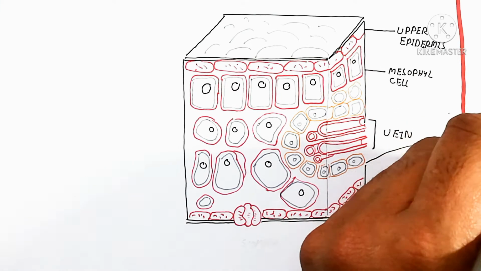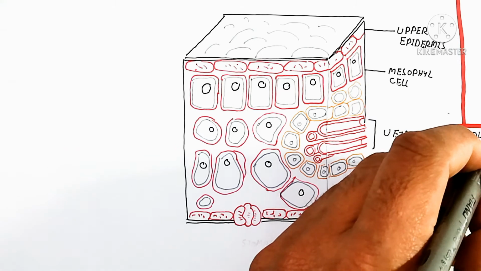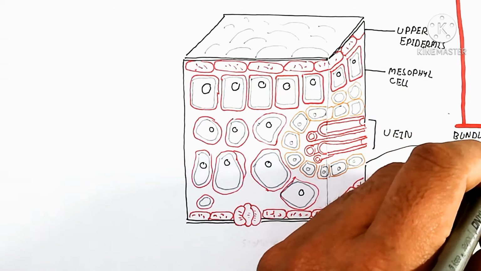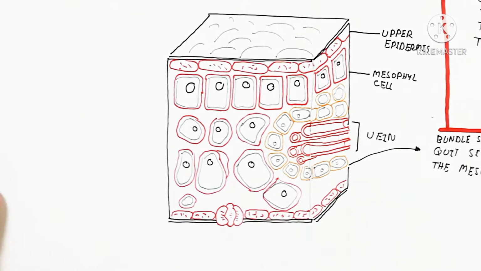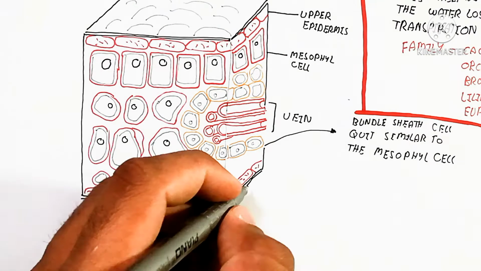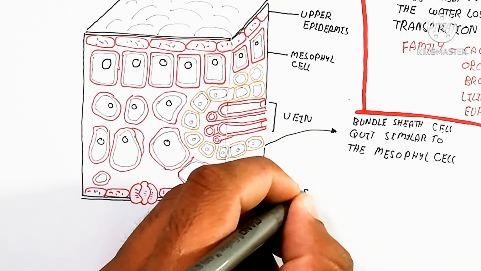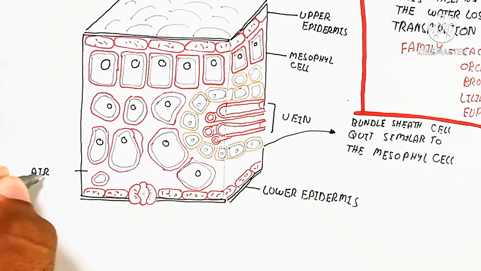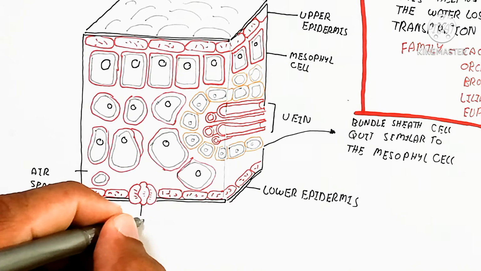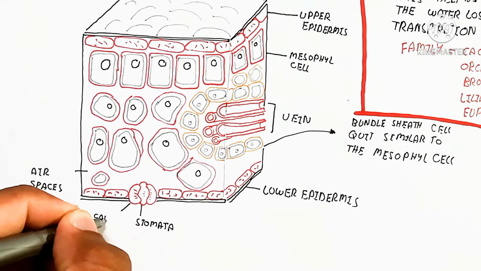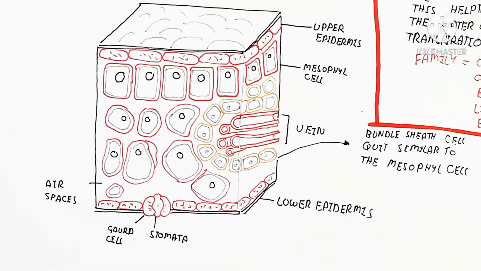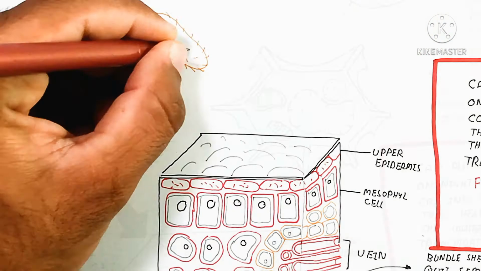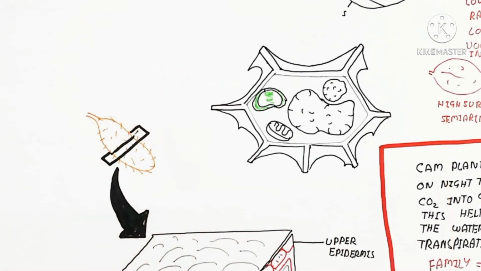Here is the mesophyll cell. On the other hand, the bundle sheath cell is quite similar to the mesophyll cell. The bundle sheath cell wraps around the vascular bundle, for example phloem and xylem. Here the air spaces are present, and here is the stomata, which is surrounded by guard cells. It can be 4 guard cells or 2 guard cells, a pair of guard cells.